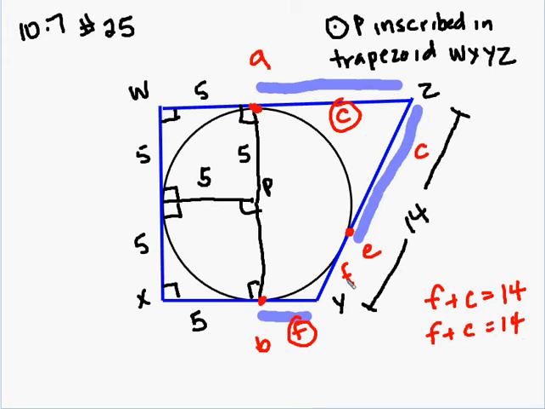So now I can add YZ, which is 14, plus AZ and BY, which is also 14, plus the value of these distances here from W to A, W to X, and X to B, and those all equal 20. So my perimeter ends up being 48 units.